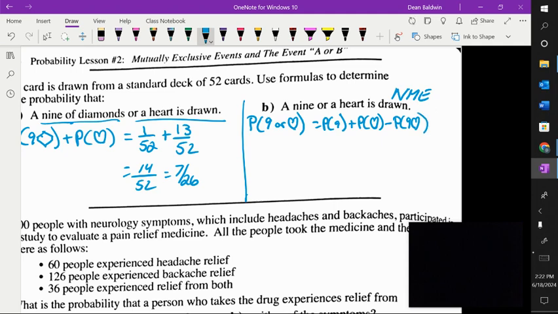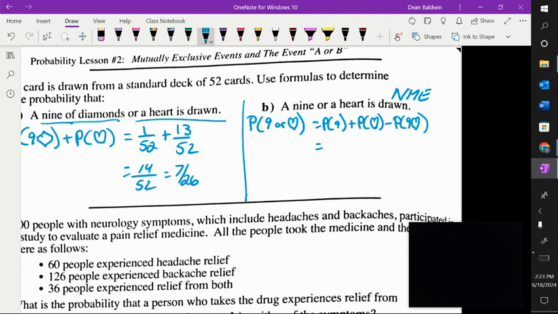Wait, so 9 or hearts is not including the overlap? Because it's not mutually exclusive. When you say this or this being true, you don't include the number in the middle, the overlap. But in the earlier question, you did include it, the math or English, the 16%. Hang on. No, because, let's do this and then we'll talk about that.